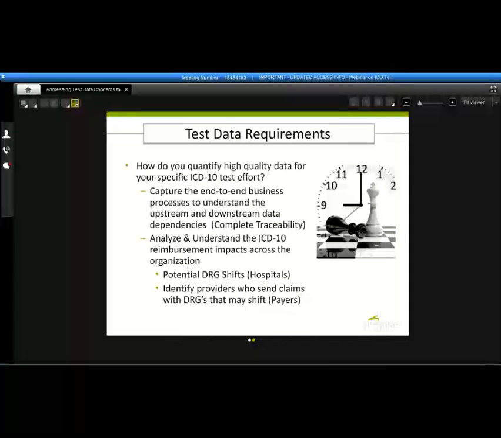So those are going to be some things that you can do from a test data requirements perspective that you should be thinking about. Tauheed, do you want to share with them about understanding your ICD10 data?